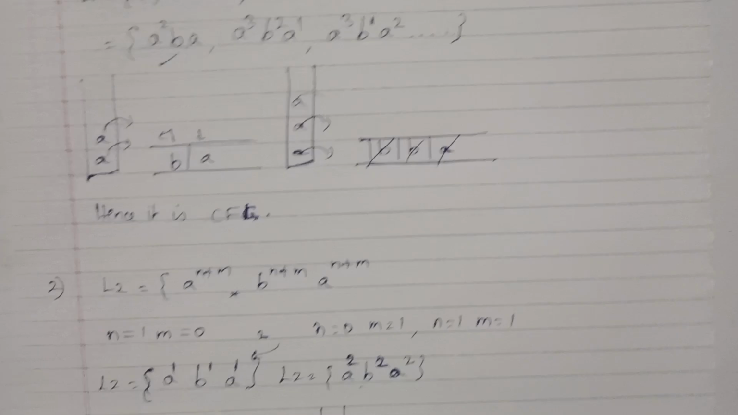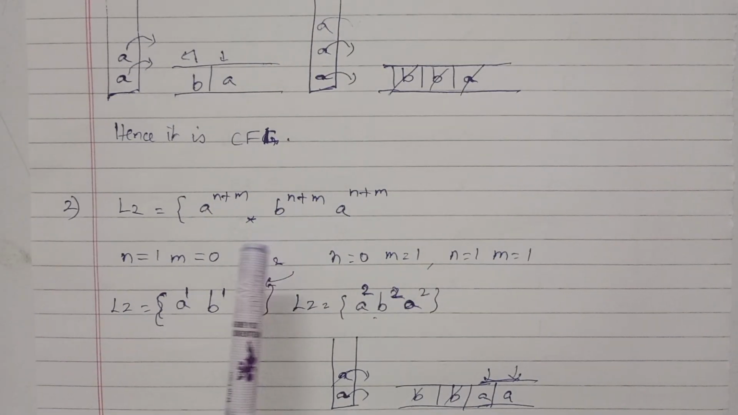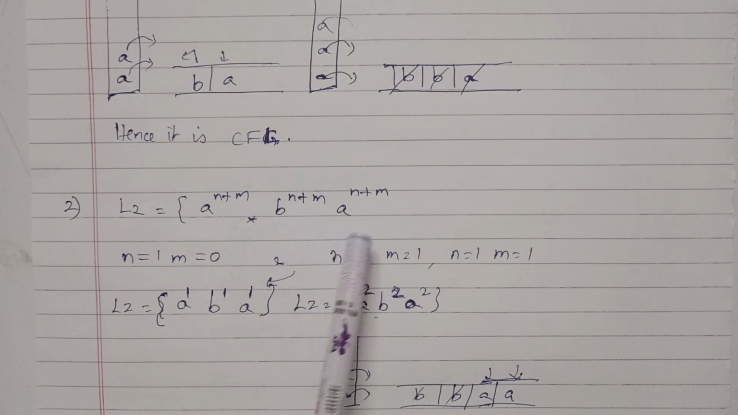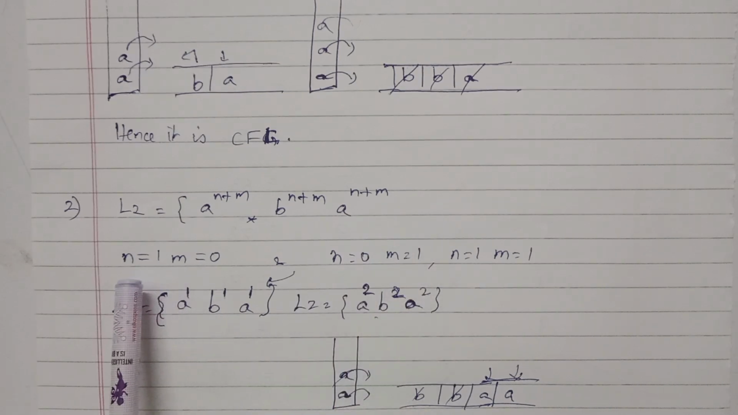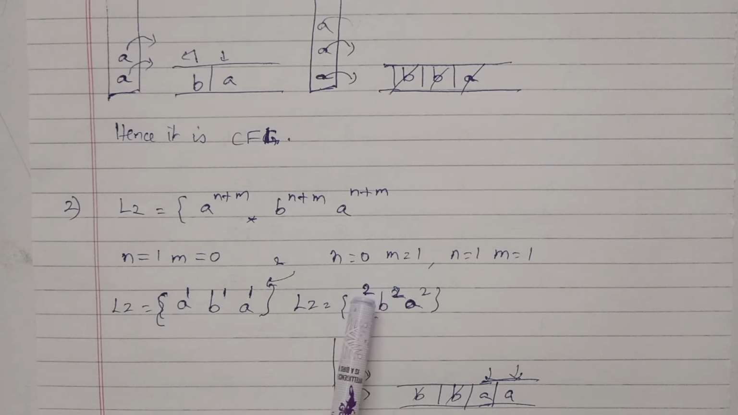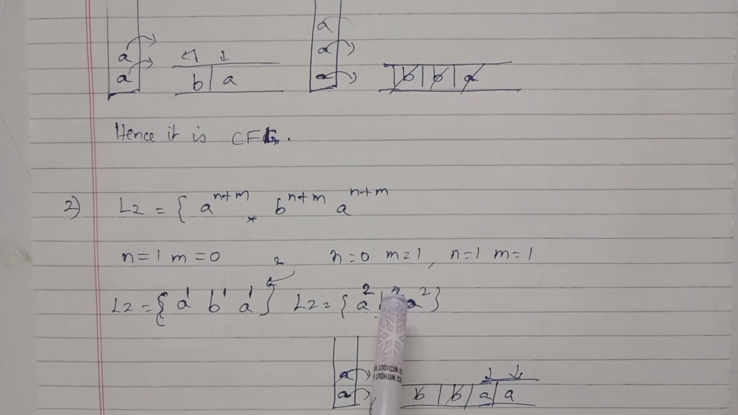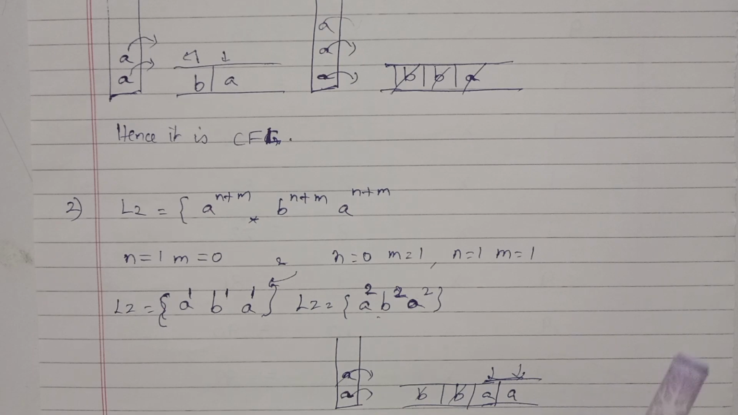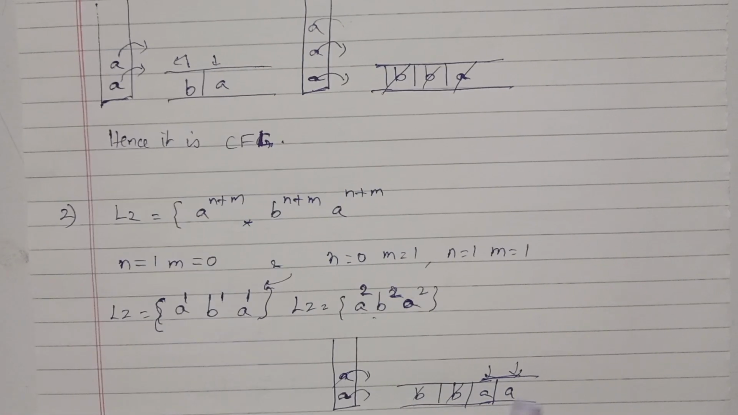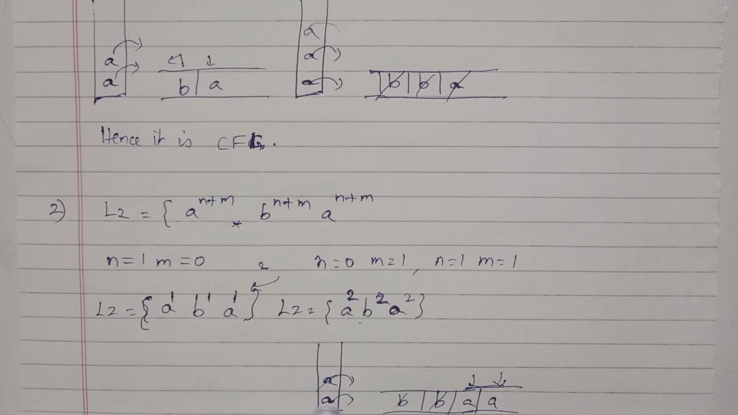So let us see the second language. Here you have a to the power of n plus m, b to the power of n plus m and a to the power of n plus m. When you put n equal to 1 and m equal to 0, you have the value a^1, b^1, a^1. Even if you put n equal to 0 and m equal to 1, the same values only will be there, that is a^1, b^1 and a^1. When you put these in the stack, the a value, only one value you can put, and the b and a values you can't identify.